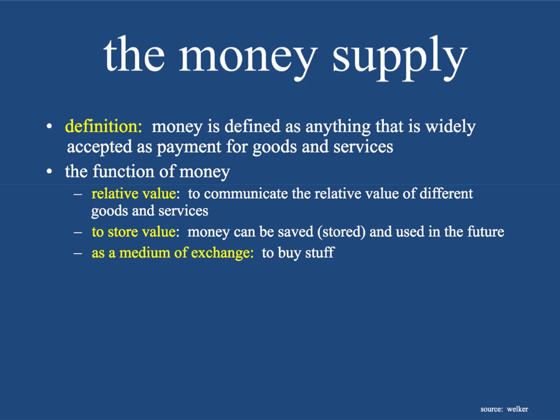And so besides being able to buy things, money also plays other roles in our economy, which we don't really think about that much, right? But it serves these following three roles, I guess you would say. Functions, I guess, is even a better word. Number one, money allows us to talk about relative value. In other words, to communicate the relative value of different goods and services.